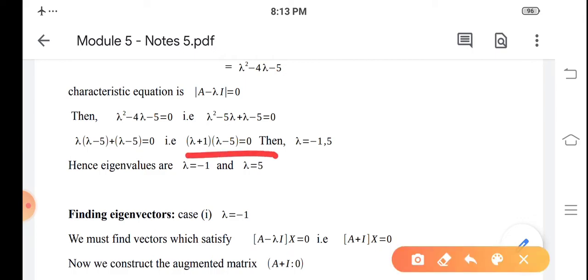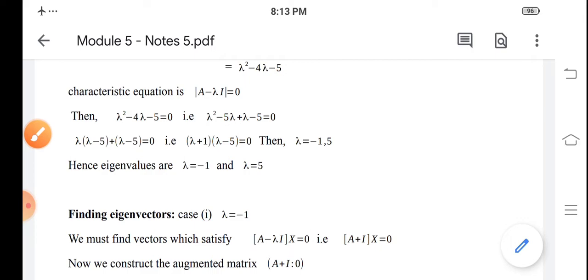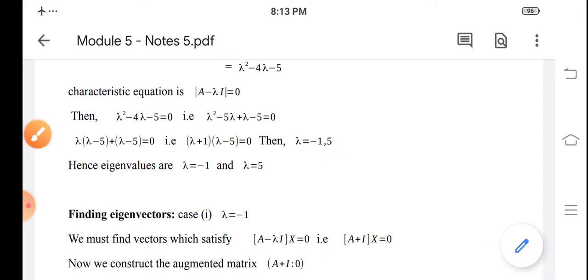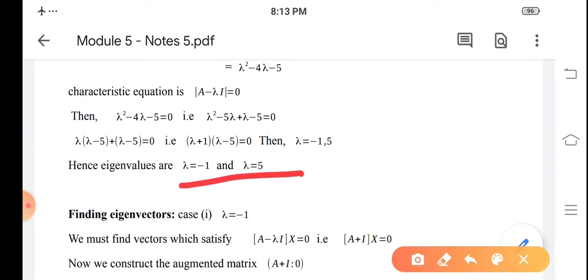Now we write the factors as (lambda plus 1) into (lambda minus 5) equal to 0. That is, lambda plus 1 equal to 0 gives lambda equal to minus 1, or lambda minus 5 equal to 0 gives lambda equal to 5. Therefore, for the given matrix, the eigenvalues are minus 1 and 5.